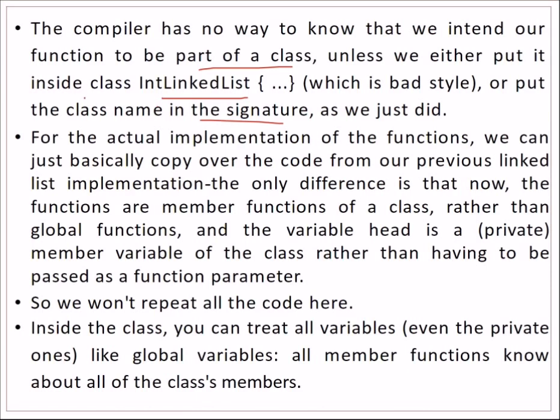And if we talk about the actual implementation of this function, we can just copy over the code from our previous linked list implementation that we have already done. The only difference is that now it is a member function of the class, rather than a global function, and the variable head, which is a private member variable of the class, does not have to be passed as a function parameter. So we are not going to repeat it here. Inside a class, you can treat all variables, even the private ones, as global variables. Why? Because in a class, whatever contents are there, they are accessible to each other. So all member functions know about all the class members.